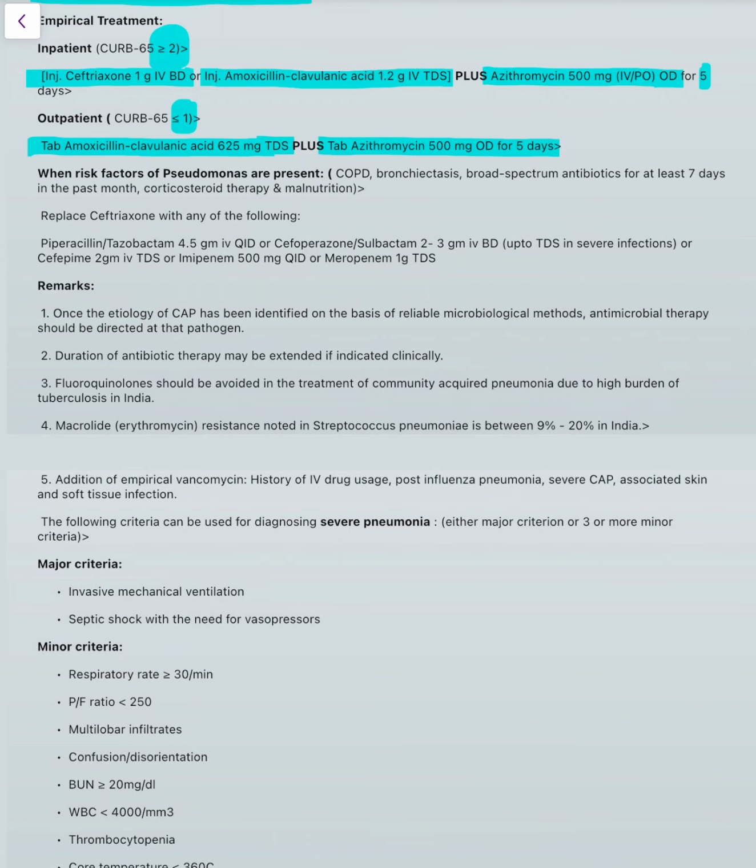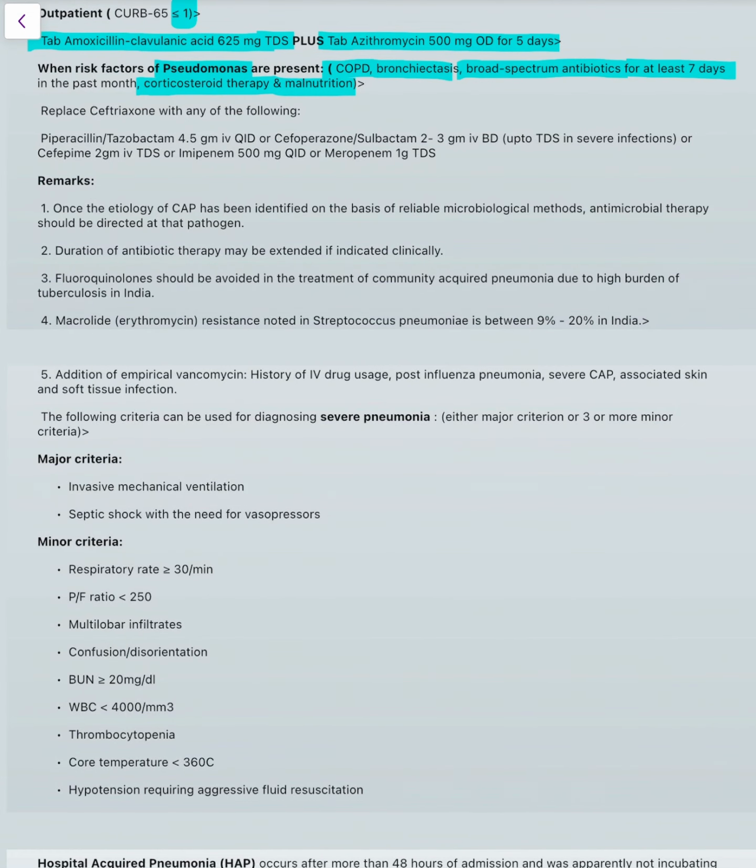But sometimes the patient will have risk factors for pseudomonas. What are those risk factors? COPD, bronchiectasis, broad spectrum antibiotics for at least 7 days in the past month, history of antibiotic use, corticosteroid therapy the patient is taking, and malnutrition. In that case ceftriaxone won't work in pseudomonas cases, so you have to replace the ceftriaxone with other antibiotics. What are those? We'll see.